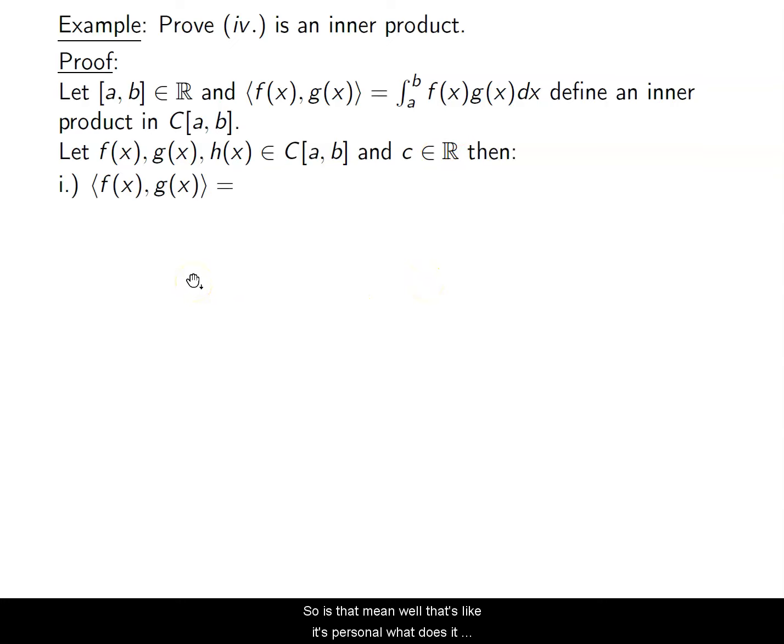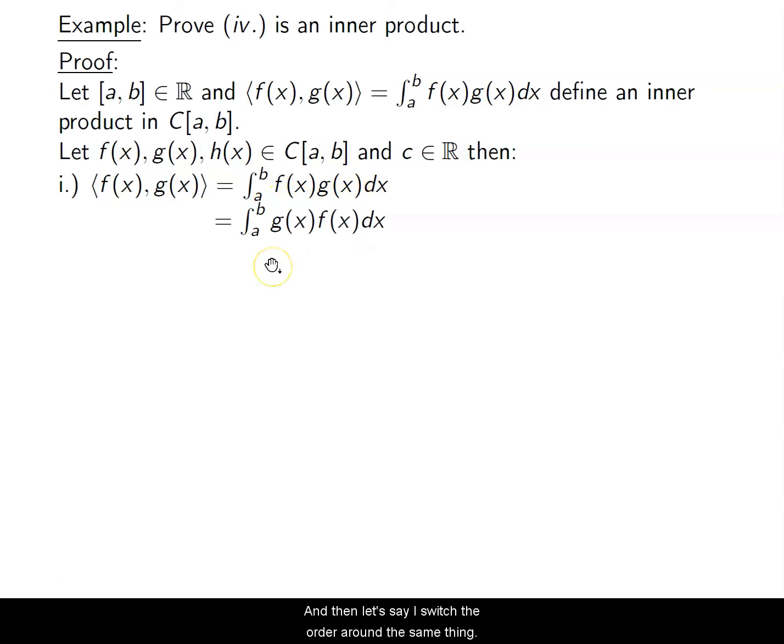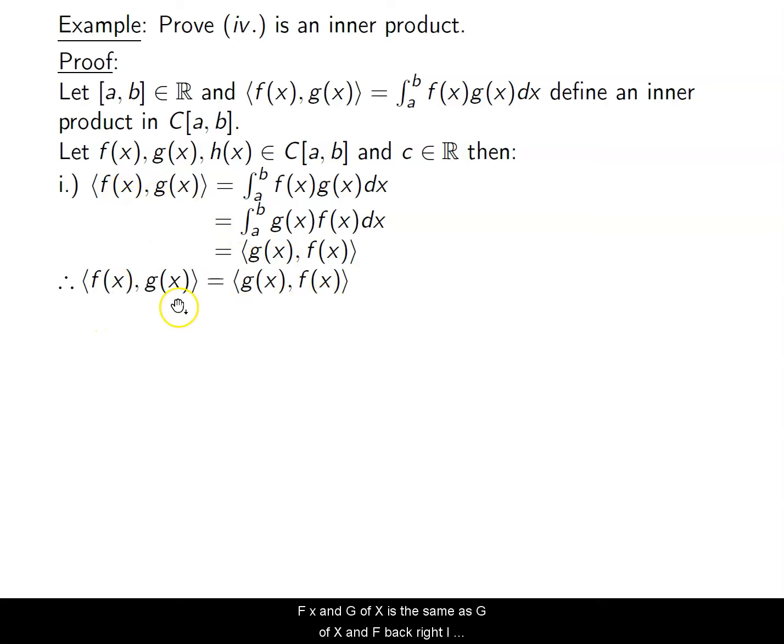Well, let's look at the first one. What does it mean to have f of x and g of x? Well, if I take this integral, and then let's say I switch the order around, it's the same thing. And me switching the order around is just like me switching the order around inside of that inner product. So I really easily showed that this is commutative. It commutes. F of x and g of x is the same as g of x and f of x. I showed what this is, and I showed that it's the same as that. Very, very straightforward. So again, I'm not taking a specific function, any function, as long as it exists over here. And now I'm going to just start playing around with this integral using the rules of integration.